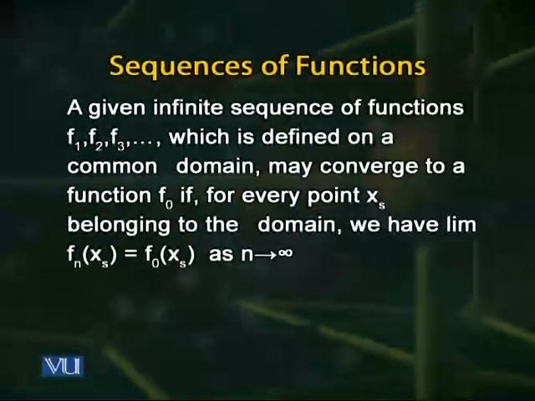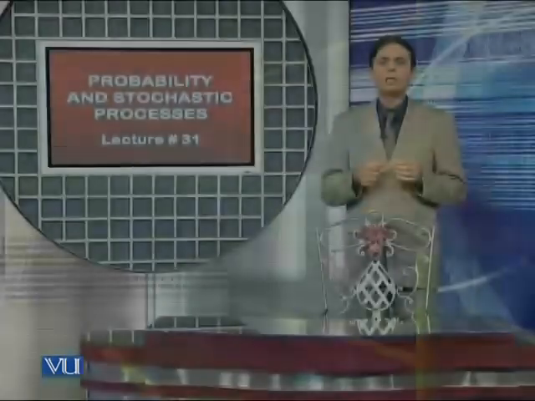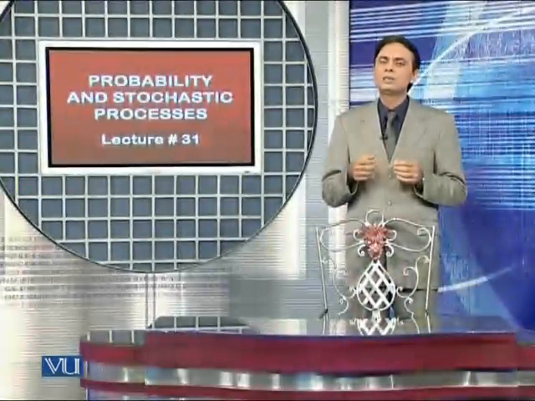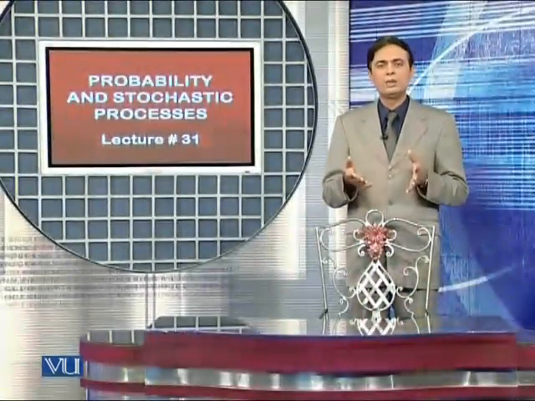So a sequence of functions f1, f2, f3, f4, all the way towards infinity, is said to be converging towards a destination function f0, if for every point in the domain of these functions, the sequence of numbers f1 of xs, f2 of xs, f3 of xs converges to f0 of xs. Let's have a look at a few sequences of functions and see if they appear to be converging towards a final destination function or not.